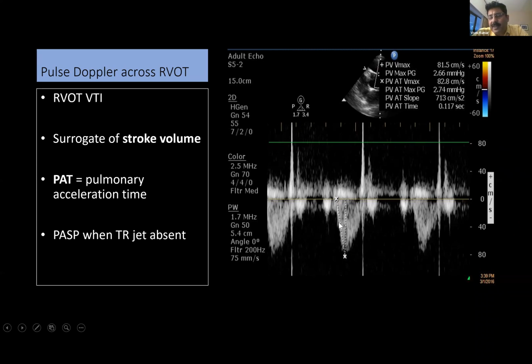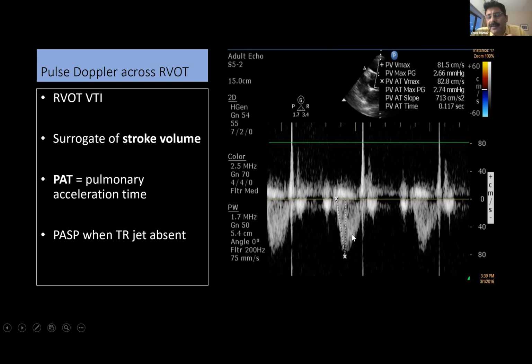So this is the pulmonary flow starts, it reaches a peak velocity. What I'm trying to tell you is, if you are driving a vehicle down an empty road, you can accelerate very fast. But if this time is lesser and lesser and lesser, it tells you that there's a problem.